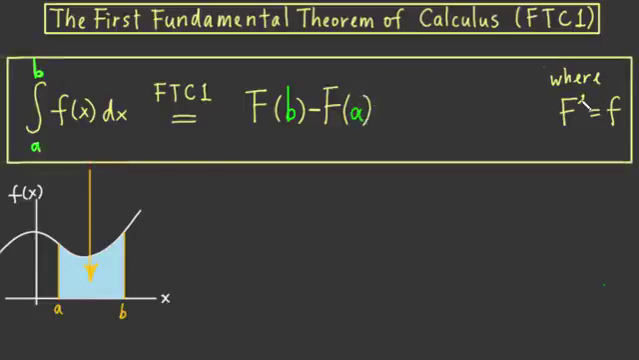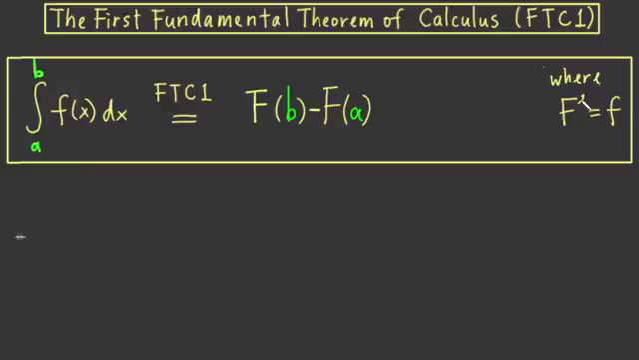Notice that, as you have already seen in the last problem, even though the antiderivative of a function is defined only up to a constant, the quantity on the right-hand side of the equation, F of b minus F of a, does not depend on which antiderivative of small f is used.